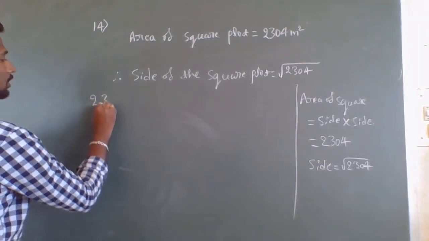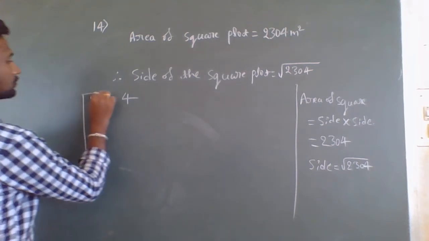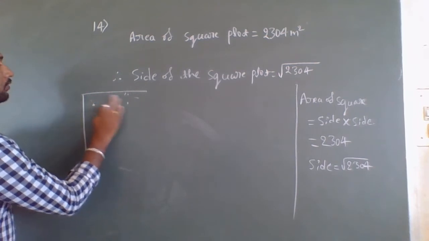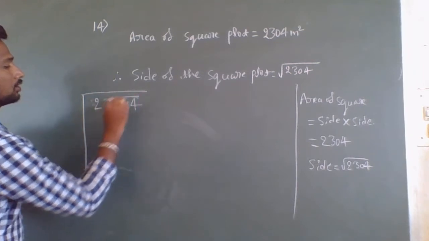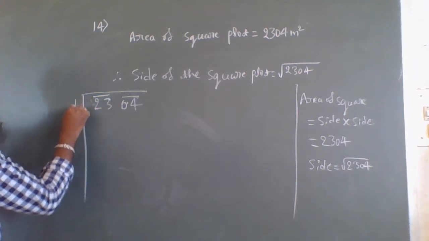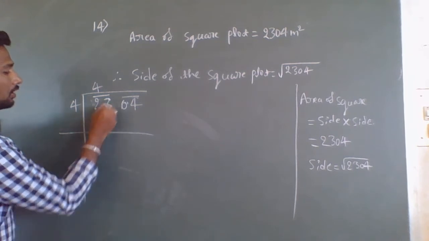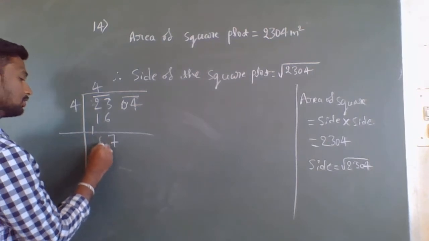So 2304, we find out the square root. Here we will make groups of 2 digits. So first 04 and 23. Here we have 23, and 5 into 5 is 25, which is greater than 23. So I will consider 4 here, 4 into 4 is 16. Here 23 minus 16 means 7. So the remainder is 7.